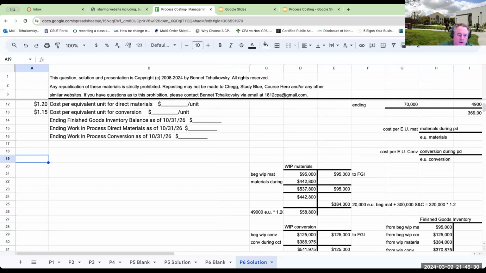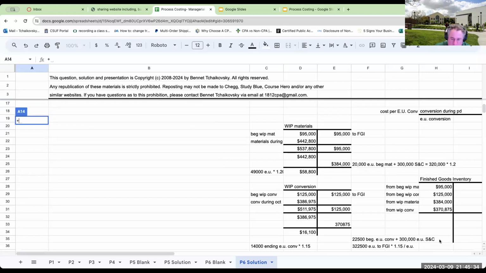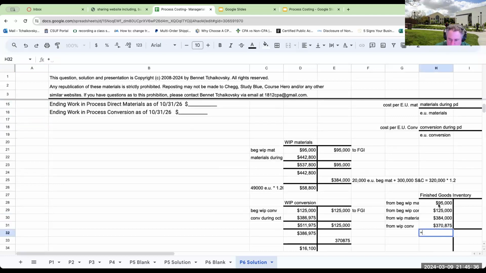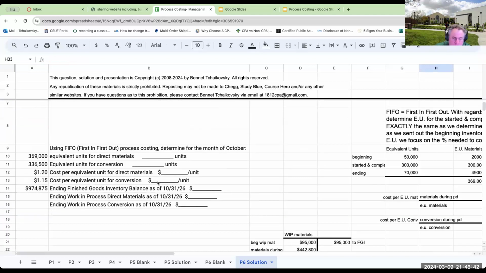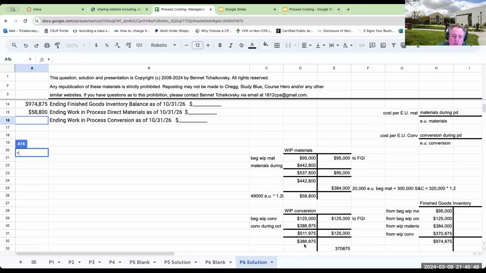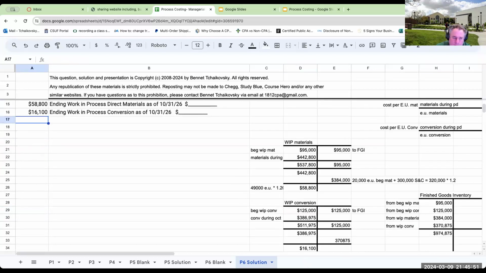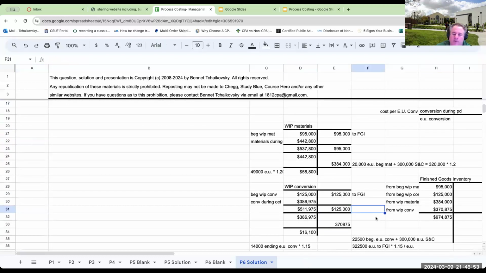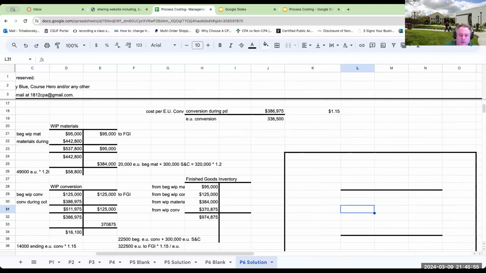So coming over here, my ending finished goods balance is going to be 95 plus 125 plus 384 plus 370,875, or 974,875. Then there is ending work in process materials and ending work in process conversion. Now, there's something that I will typically do in these questions, which is my total costs to be accounted for.